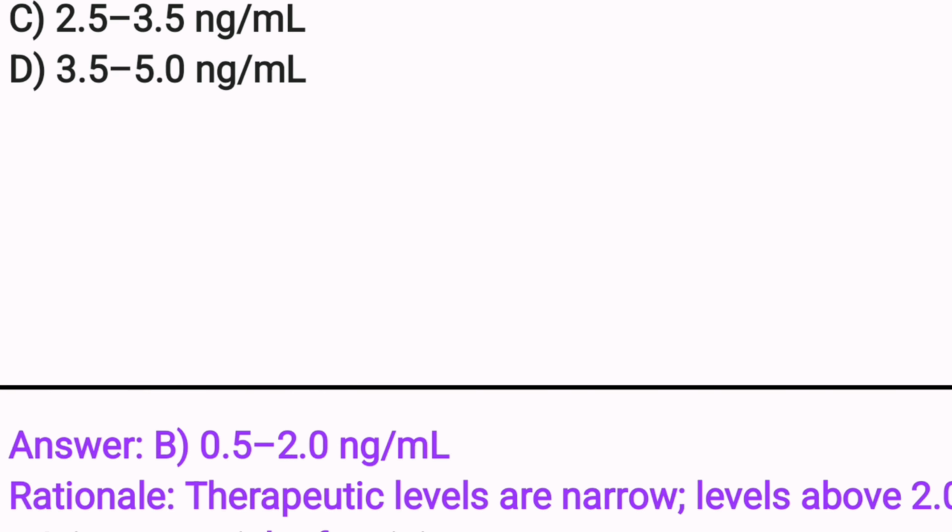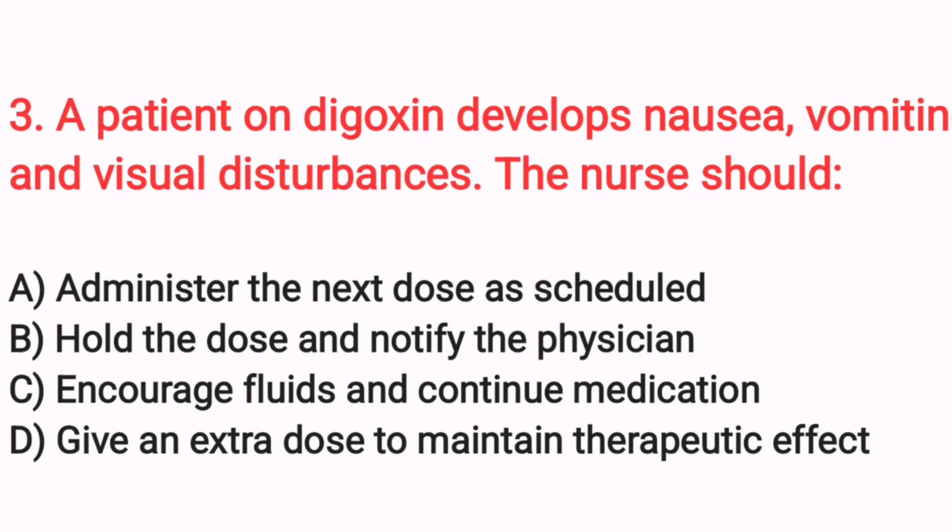Next question. A patient on digoxin develops nausea, vomiting and visual disturbance. The nurse should: option A, administer the next dose as scheduled. Option B, hold the dose and notify the physician. Option C, encourage fluids and continue the medication. Option D, give an extra dose to maintain the therapeutic effect.